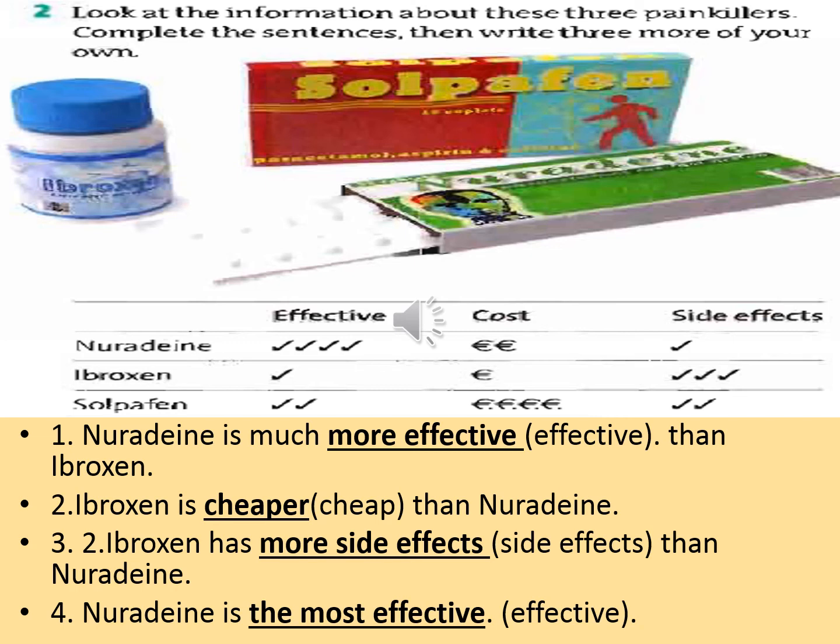Number 2. Ibuprofen is blank cheap than Neurodine.